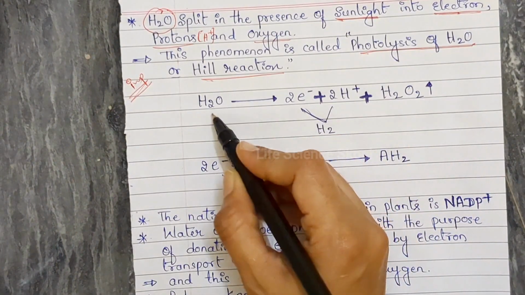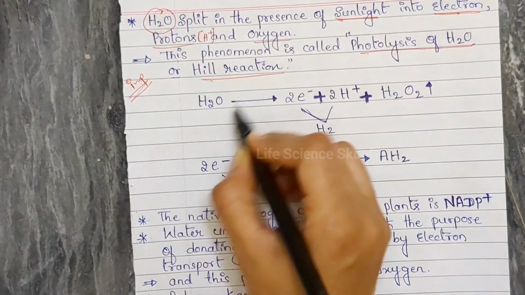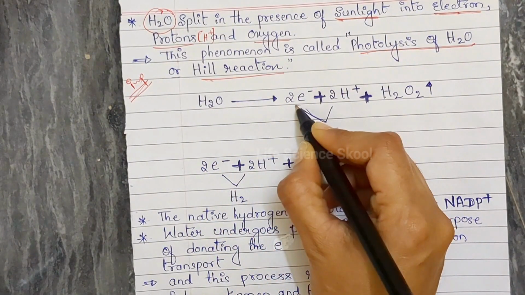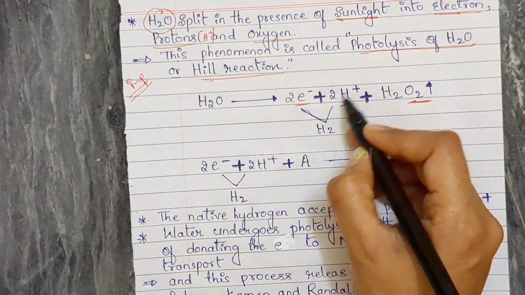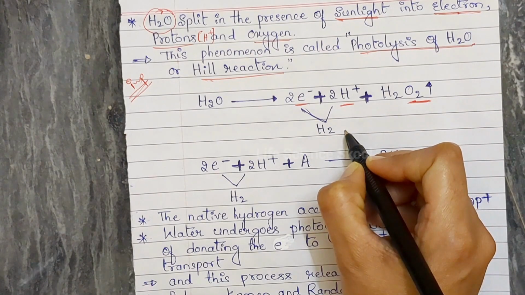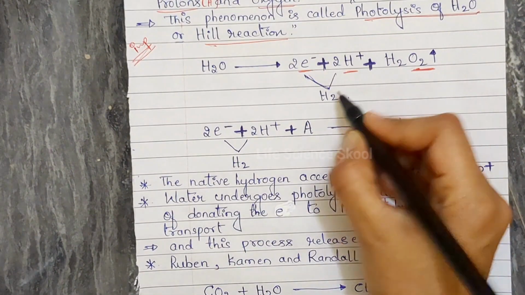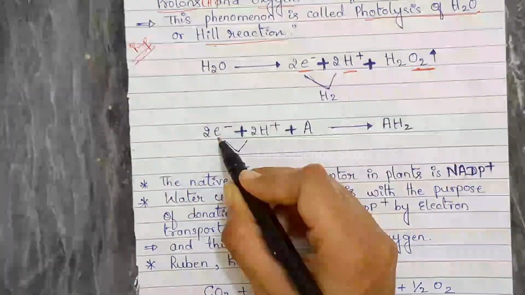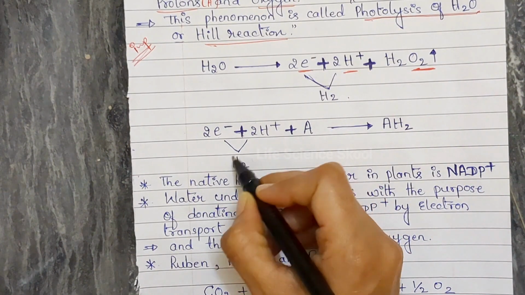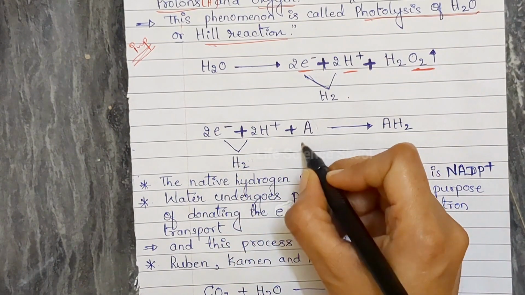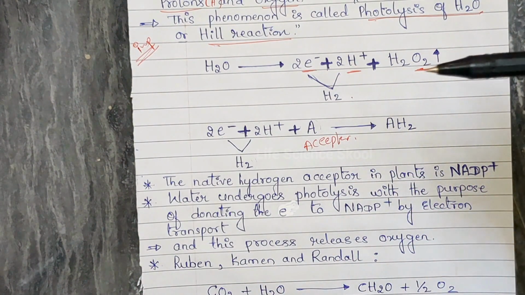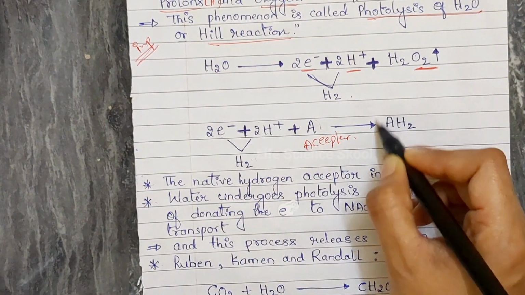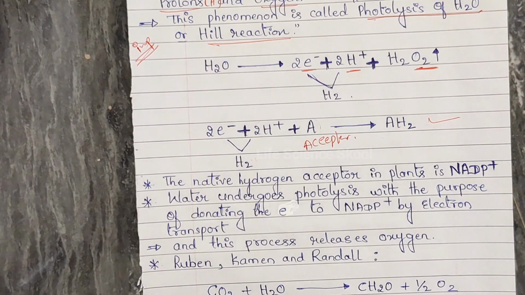You can look here, I have explained that with the equation. Water is split into electrons, protons and oxygen. Two molecules of electrons and two molecules of protons form the hydrogen, right? This hydrogen is accepted by A, meaning the acceptor. The acceptor, as I just mentioned, may be a quinone, potassium ferric cyanide or potassium oxalate. Any acceptor is going to accept this hydrogen and form this molecule. Okay, that's about the Hill reaction.